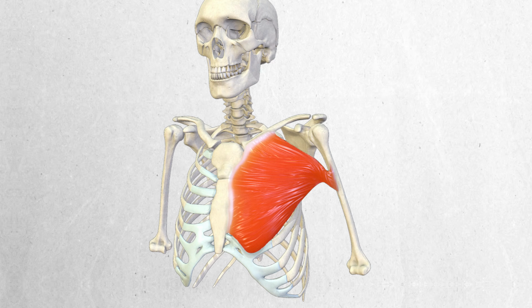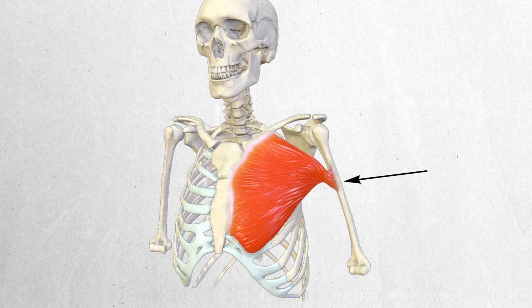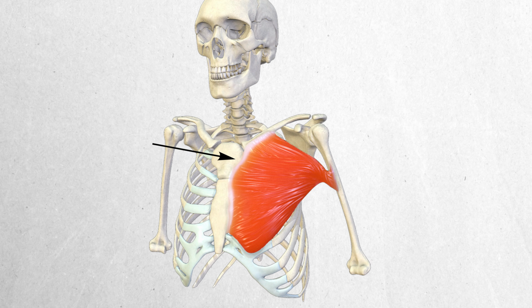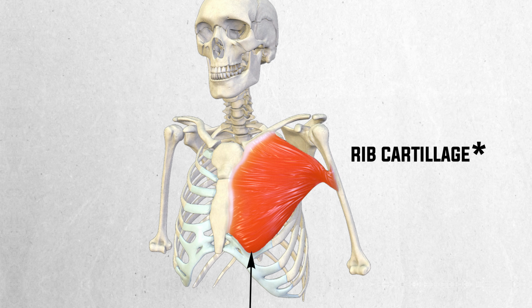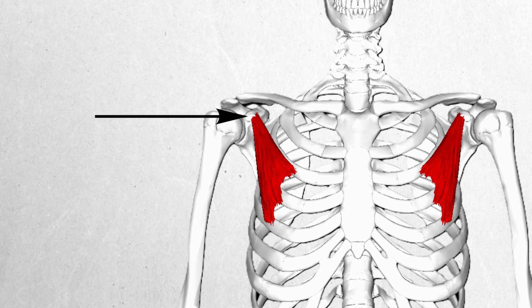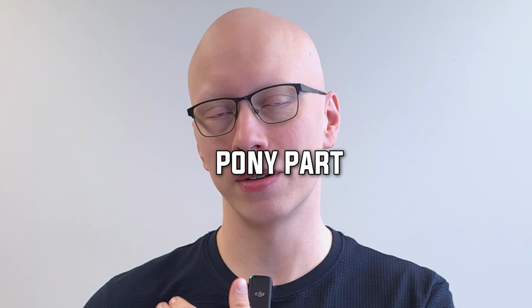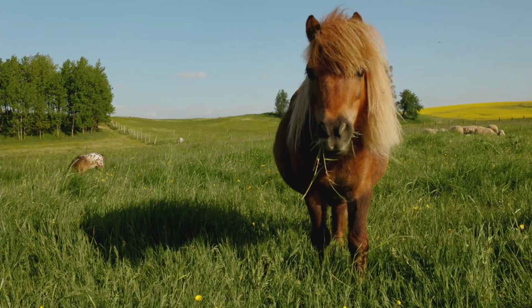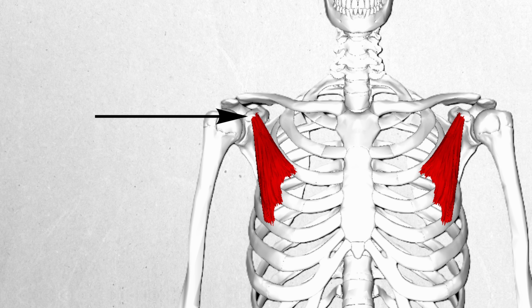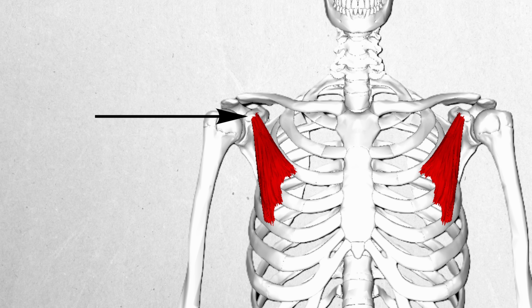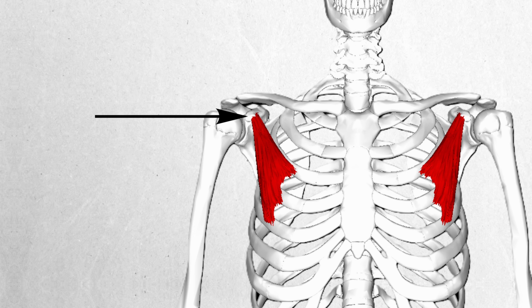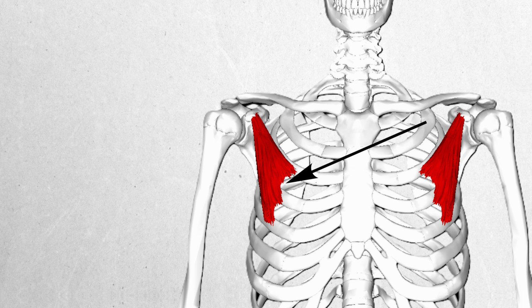The superficial part is the pectoral major muscle. It attaches from your humerus to your clavicle, sternum, and your ribs. The deeper part is of course pec minor, and it attaches from your coracoid process, so the bony part here in front, that's a part of your shoulder blade, and there it attaches to the 3rd to 5th rib.